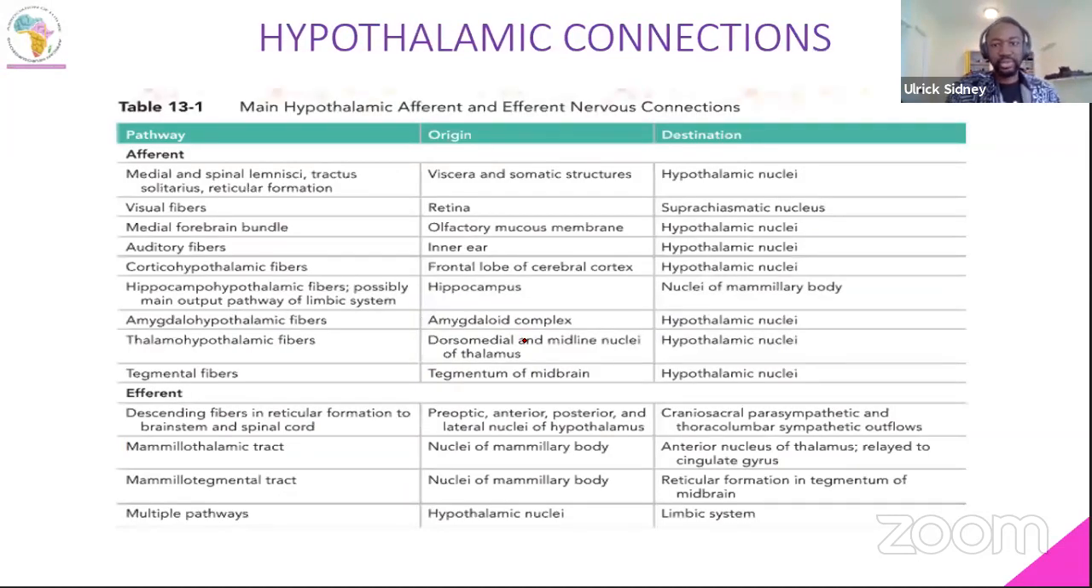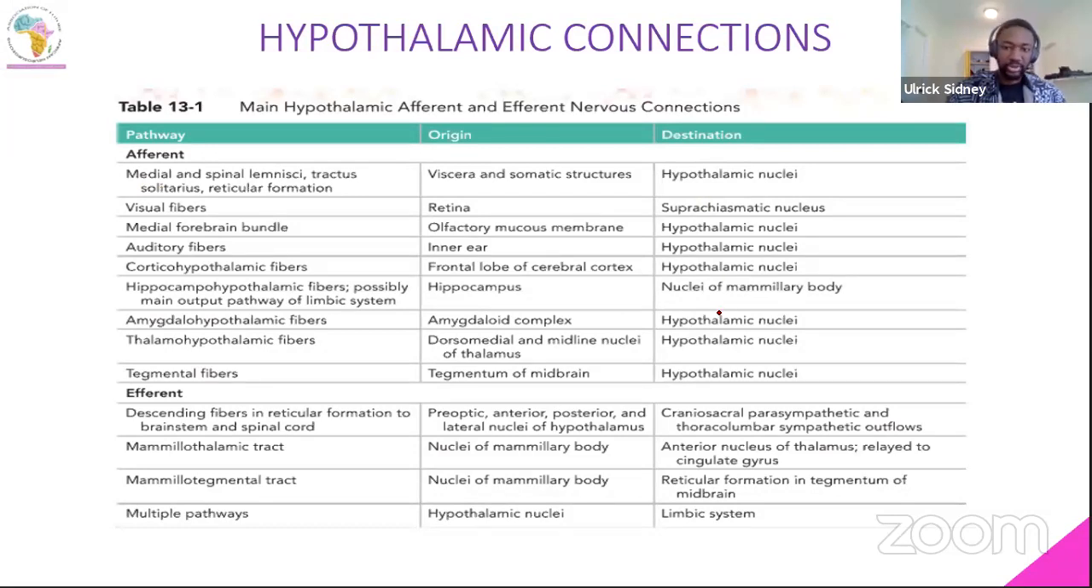So these connections, we can divide them into principally afferent, efferent, but there are equally other connections in the sense that you have connections between the hypothalamus and the pituitary gland. So we're going to talk about them in this classification. So afferent, they're leaving from some other organ and coming all the way to the hypothalamus or one of its nuclei. So most of these fibers already tell you a lot about the origin in terms of afferents.